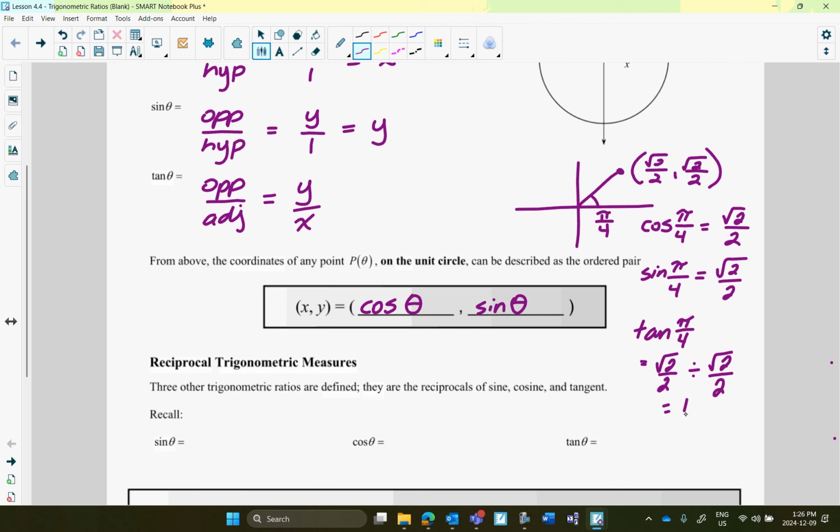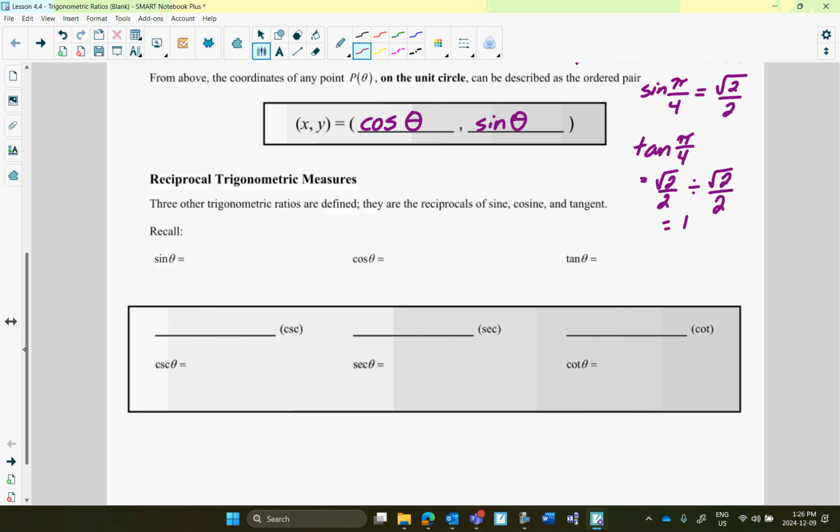So that's how we can find a whole bunch of trig ratios of common angles, 30 degrees, or the pi by 6s. 45 degrees, or the pi by 4s. Or 60 degrees, or the pi by 3s. Or 90 degrees, which are the pi by 2s. Okay? This is actually a review from last year. We did this last year with degrees.